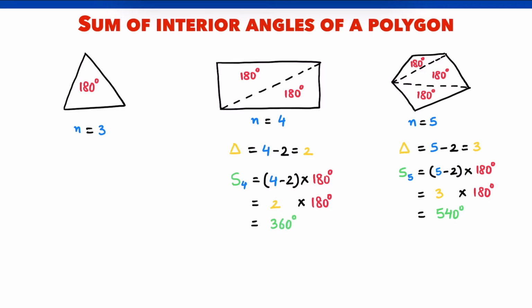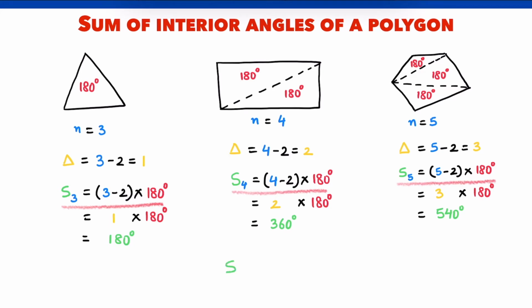For a triangle, or polygon with 3 sides, we have just one triangle. 3 sides minus 2 is 1 triangle. The sum of interior angles is (3 minus 2) times 180. We have 180 degrees. Do you see a pattern here?